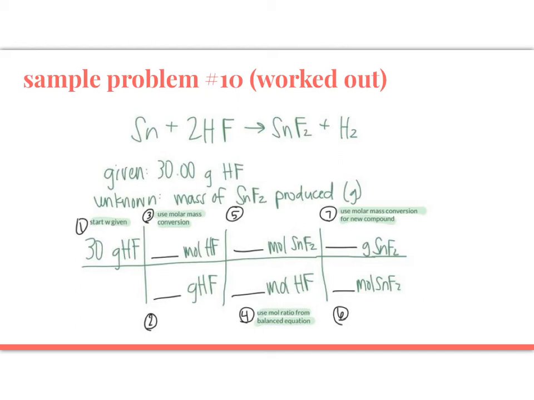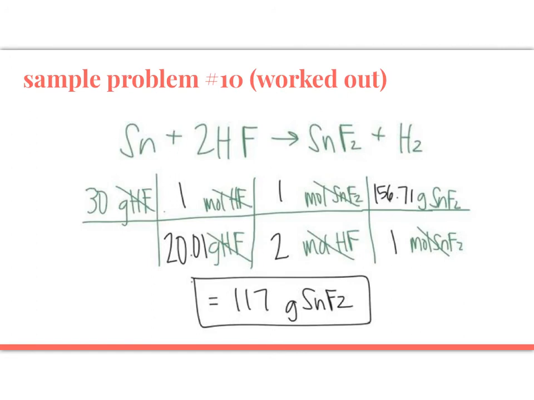So as always, you'll start with your given, which was 30 grams. If you have grams of HF on top, you have grams of HF on bottom. We're trying to get to the mass of SnF2, so you have to go to moles of HF, moles of SnF2, then you have moles of SnF2, and then you can get to grams, using molar mass as a conversion right here and right here. Okay. So fill in those numbers.